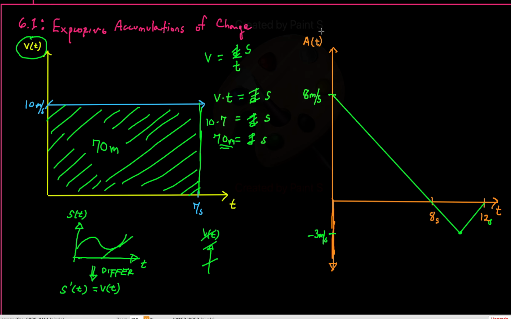So a good example is, let's say A of t represents the altitude of a drone or something. So change in altitude of a drone, or rate of change of altitude, let's say.